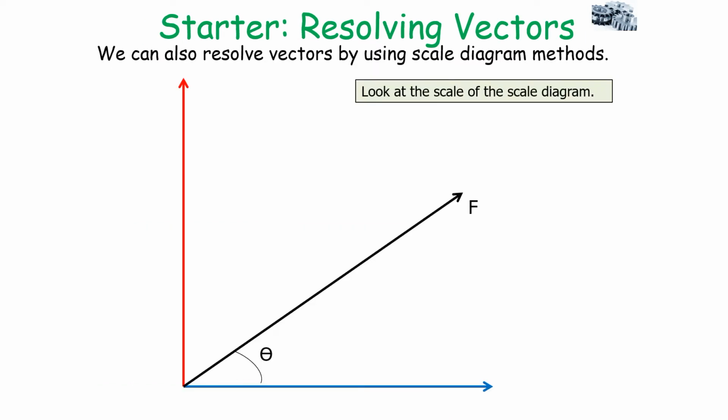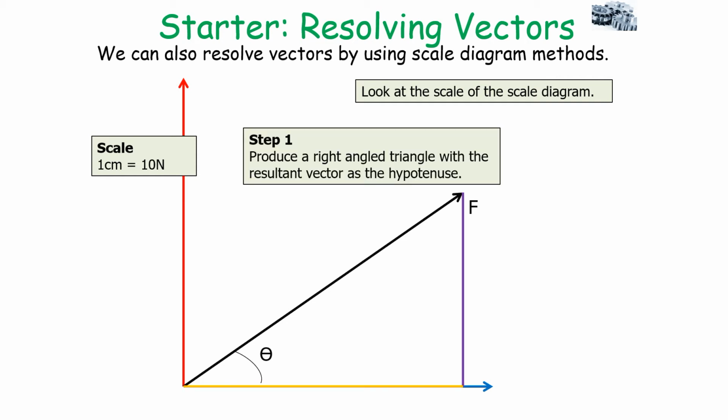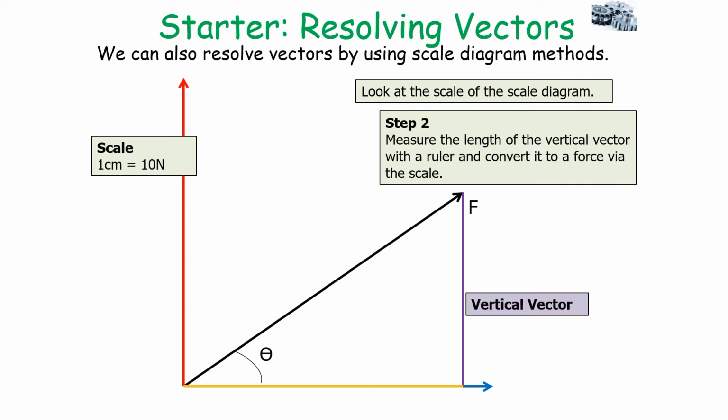Now we can also resolve vectors by using scale diagram methods as well. So you could look at the scale of your scale diagram, so say for example 1 centimeter equals 10 newtons. You then produce a right angled triangle with the resultant vector as the hypotenuse. So you've got your vertical vector, and you can work that out by measuring the length of the vertical vector with a ruler and convert it to a force via the scale.